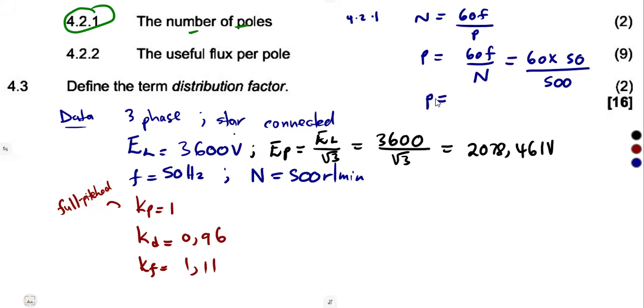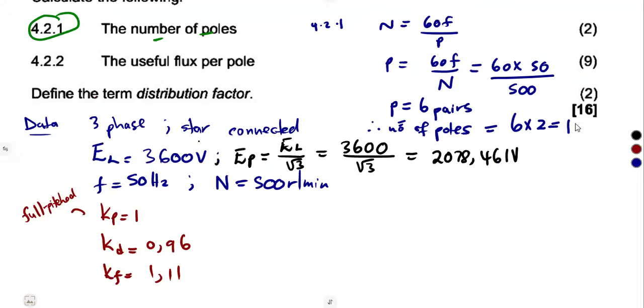So we are going to have the pairs of poles in this case. This gives us 6. That's 6 pairs. So therefore, how many poles do we have? From 6 pairs, the number of poles. I'm just going to write it in short. Remember, pair means you are working with 2 things at the same time. So that's 6 times 2, which is 12 poles.